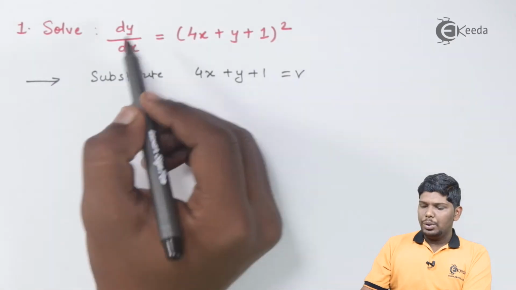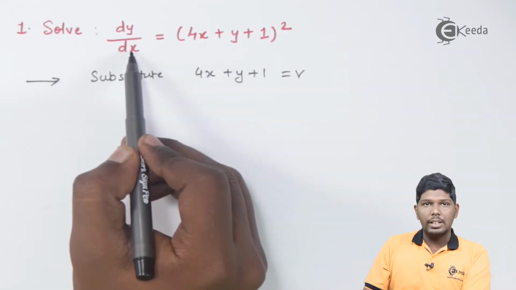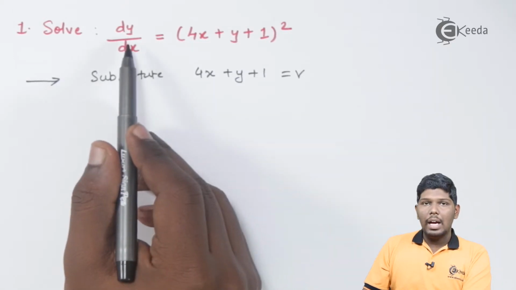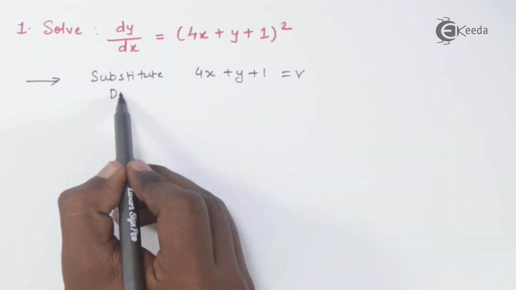After that, you need to check whether in the equation we have dy by dx or dx by dy. If we have dy by dx, you are going to differentiate with respect to x. And if we have dx upon dy, you need to differentiate with respect to y. Here we have dy by dx, therefore we will differentiate with respect to x.